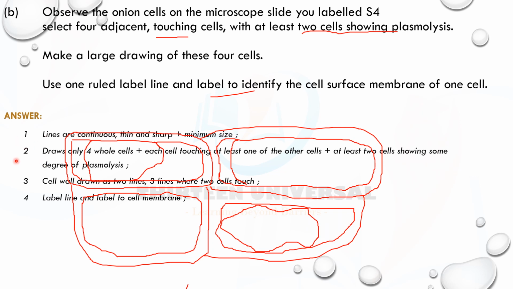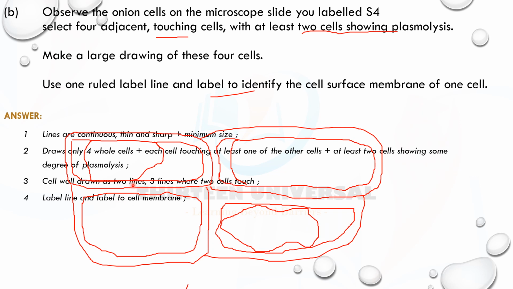Now this is 4 marks under 4 points. The lines must be continuous, thin and sharp. Okay, minimum. So continuous line, draw only 4 whole cells, that's under mark, and each cell touching at least one of the other cells, at least 2 cells showing some degree of plasmolysis. Okay, each cell touching at least one. So you can draw it like this. You can draw them in a straight pattern. Okay, cell walls as 2 lines. So cell walls are 2 lines, 3 lines where 2 cells touch.